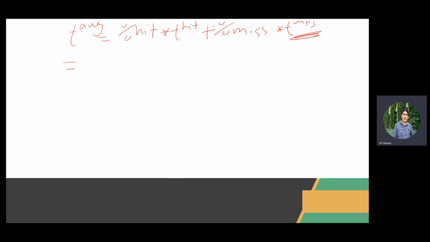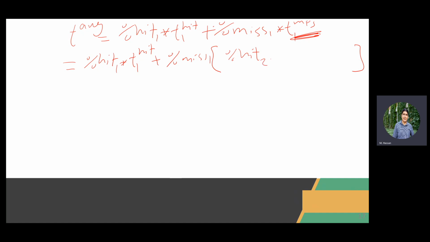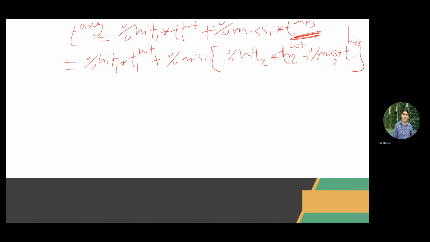So what people usually do is extend this by saying it's hit multiplied by T hit, plus you have a miss percentage. And then you open another equation, saying this T miss average is in fact the percentage of hit in the second level, so I will call this level 1 and this level 2, multiplied by your hit latency, T2 hit, plus the percentage of miss in 2 multiplied by T miss of 2, right?